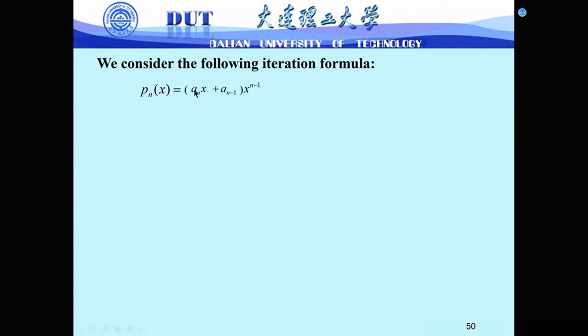Firstly, we consider an multiply x plus an minus 1, then multiply x to the n minus 1. Why? Because here, you should know the first term is an multiply x to the n. The second term is an minus 1 multiply x to the n minus 1. If we just consider two terms, now you see we have a common term, x to the n minus 1. So here we have an x plus an minus 1. Okay? Continue. The third term is an minus 2 multiply x to the n minus 2.